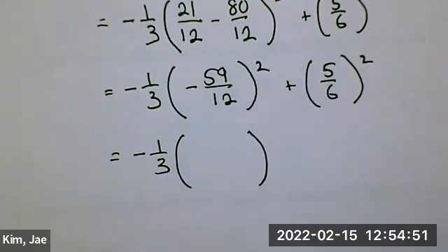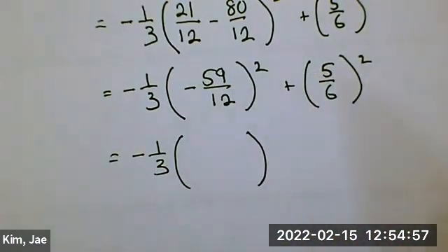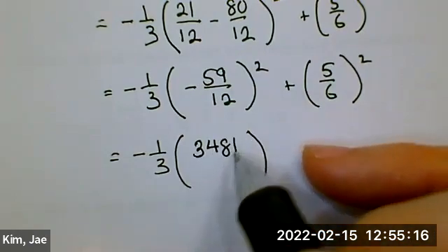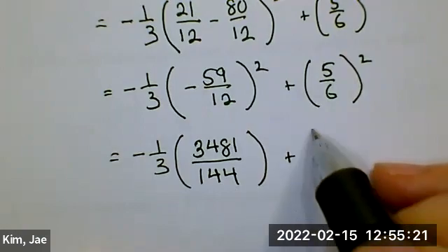After brackets, since there's nothing else to simplify, I'm going to do exponents. Negative times a negative is a positive. 59 times itself, I don't know that off the top of my head. So what? 3,400. Yeah, that sounds about right. And then 12 squared is 144.